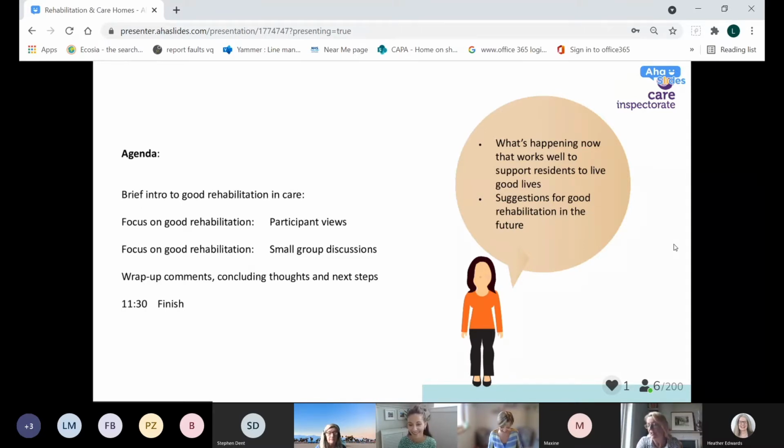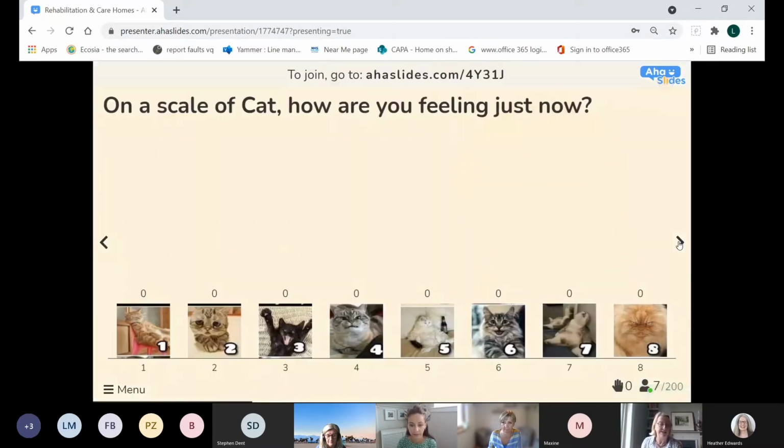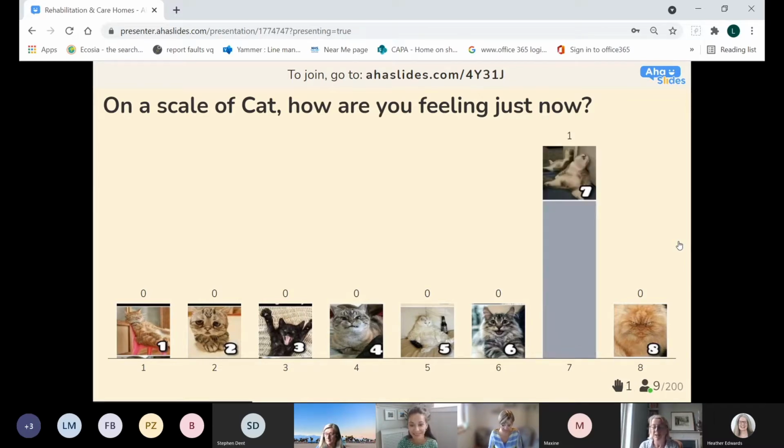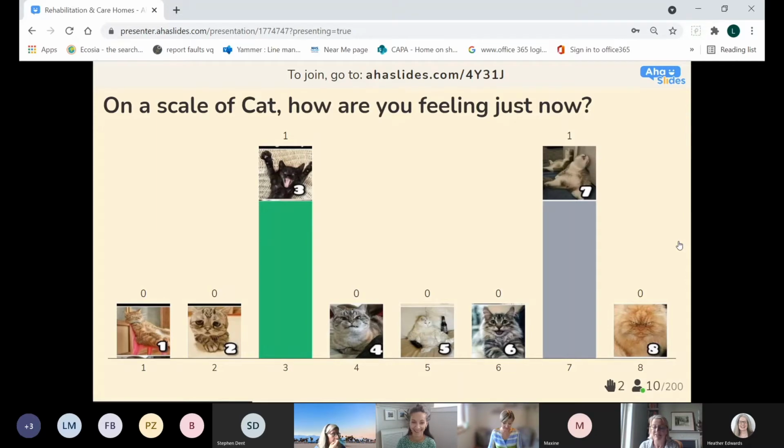Right, so let's have a shot at using our question and answer thing on our slide. So when I go on to the next slide, hopefully you'll see it popping up on your smartphone. And it's always good to share with people how you're feeling at the moment. So on this CAT scale, how are you feeling just now? And you can click how you feel. Oh my goodness, there's somebody who's feeling pretty exhausted.